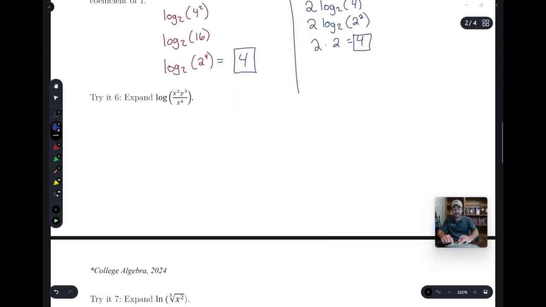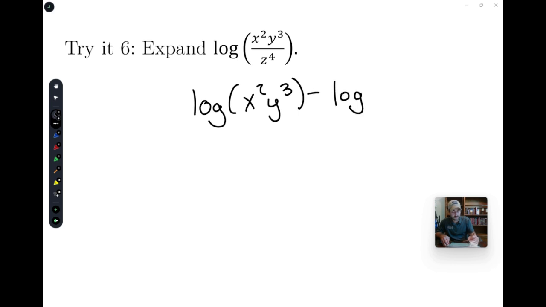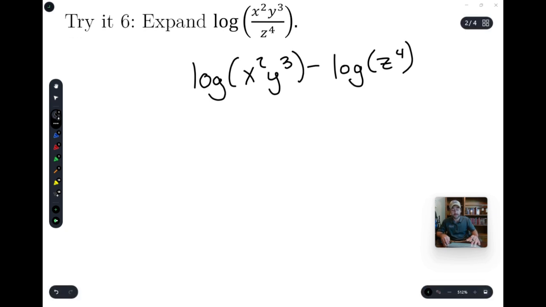We got another expansion happening. We're going to be looking at all the properties on the inside and taking them to the outside. I like to do division first because I know this squared is only touching this x, and this cubed is only touching the y, and this to the 4th power is only touching the z, but that division sign is touching every single one of the terms on the top and the bottom. And so I'm going to start with division and break it apart into log of x squared y cubed minus log of z to the 4th. And now we can use another property.